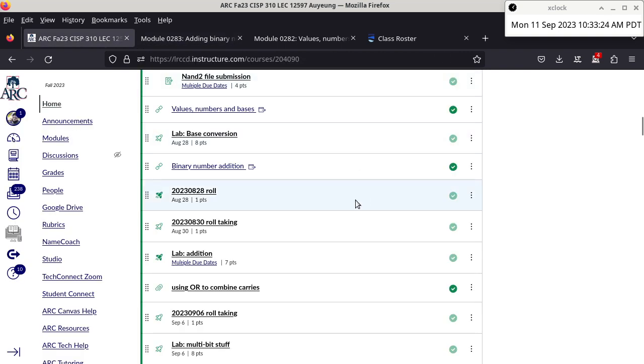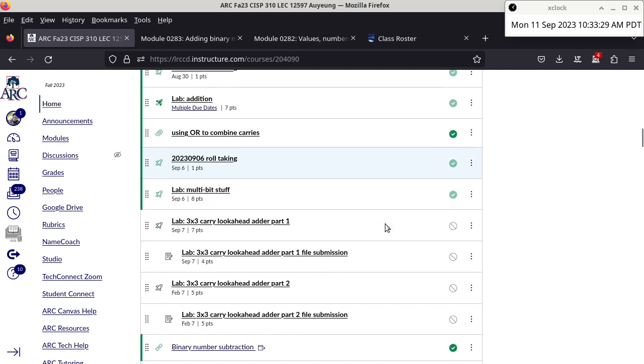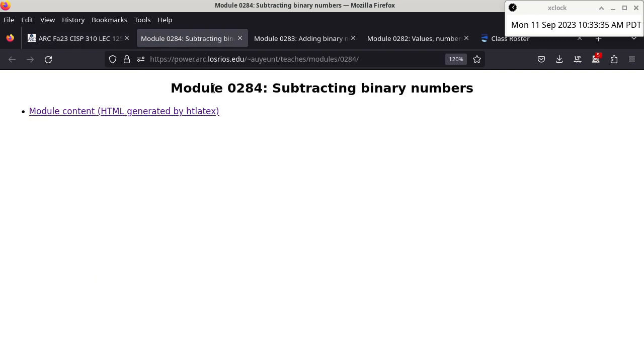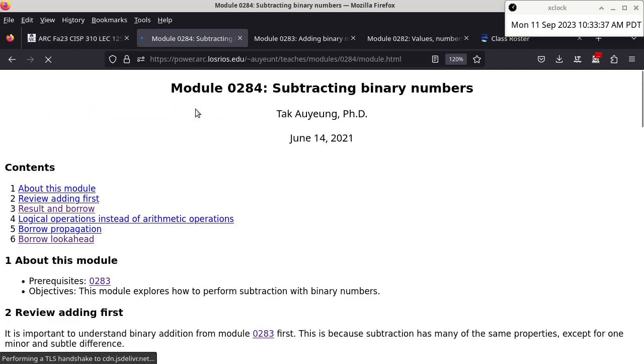All right, so we're going to get started here, and subtraction is down here. I just want to show you where to find the subtraction module. Okay, this is the subtraction module. It is considerably shorter compared to the addition module because with this module we still use a lot of parallel, the same way that we did with addition, except this time we apply that to subtraction.